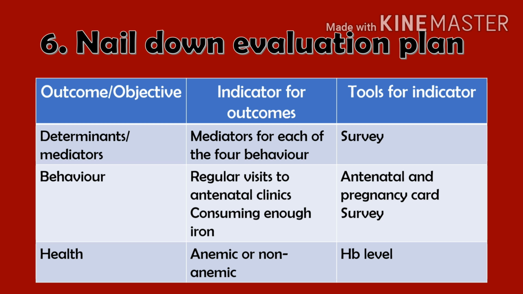The tool to indicate the outcomes of the 4 mediators is by having a survey on how the mothers are doing. Next, to indicate the outcome of the behavior, which are regular visits to antenatal clinics and consuming enough iron to avoid or reduce the incidence of anemia, the tool that we are going to use is also surveys. And lastly, the health outcomes of teenagers will be indicated by the anemic or non-anemic status, and the tool for the indicator is the hemoglobin level in the pregnant teenage mother.